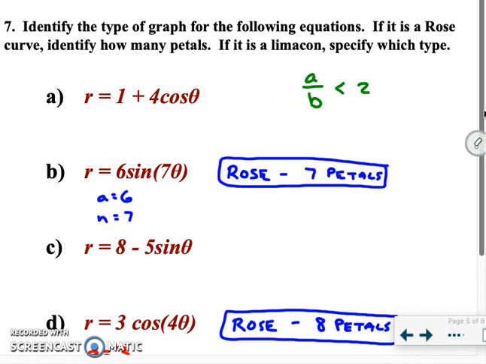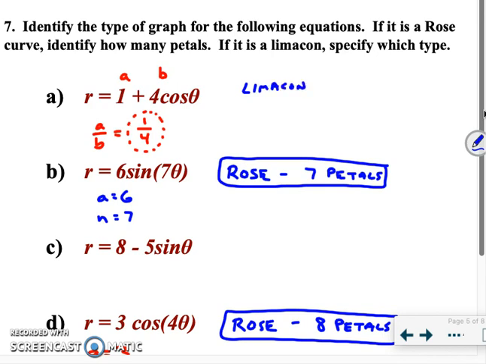And if A over B happens to be greater than or equal to 2, that's when we're going to have the convex limacon. So those are the tells, as of right now. And when we're looking specifically at number 7A, here's A, here's B. So my A over B value, when we plug in, is going to be 1 over 4. So if A over B is 1/4, then that allows us to say that number 7, part A, is a limacon with an inner loop. Again, we can say that confidently because A over B is less than 1. So again, limacon, inner loop.